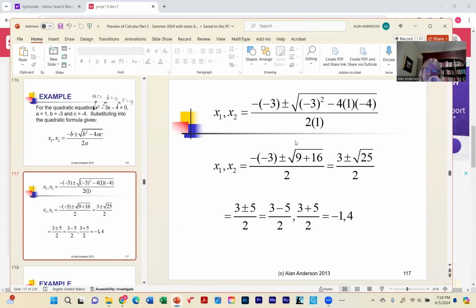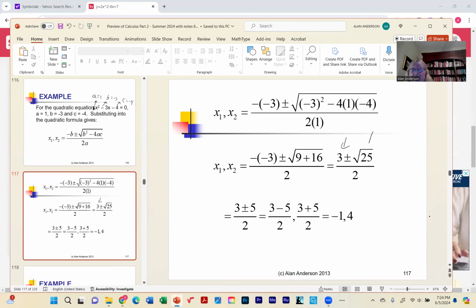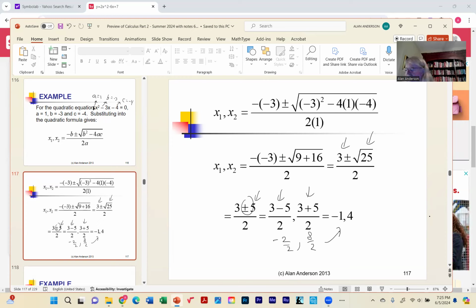So you end up here after all the dust settles with positive 3 plus or minus square root of 25. Now here we got lucky. When you see something like this, it means we have a very nice solution, not some messy thing like radical 13. So keep in mind, this tells me that I'm doing two things, 3 minus 5 and 3 plus 5, all divided by 2. So this reduces to minus 2 halves, positive 8 halves, which in turn reduces to minus 1 and 4.